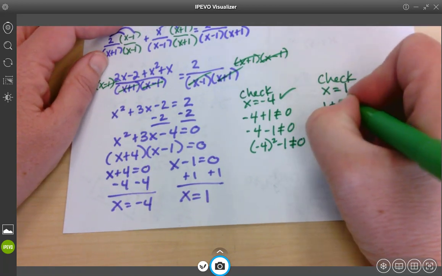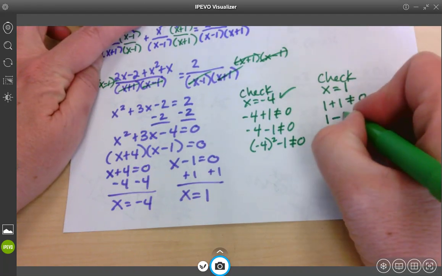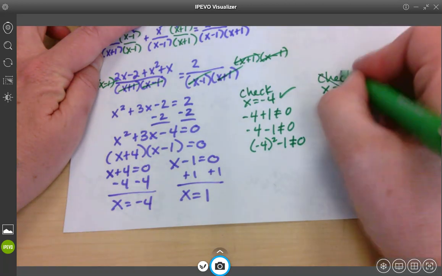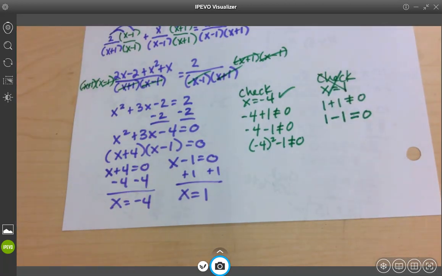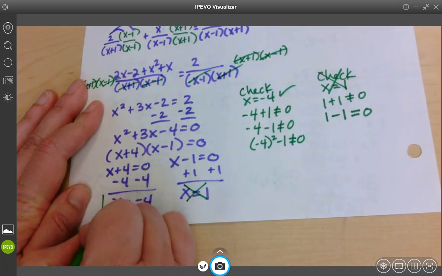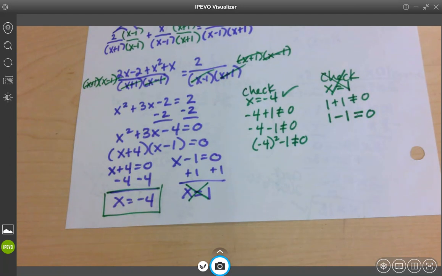Okay, 1 plus 1, that's good. 1 minus 1, what happened? 0. Okay, so that means that this is extraneous, but we do have a solution. It's just the other one, okay? Yes. So one of our answers didn't work, the other one did work, and we have just one solution.